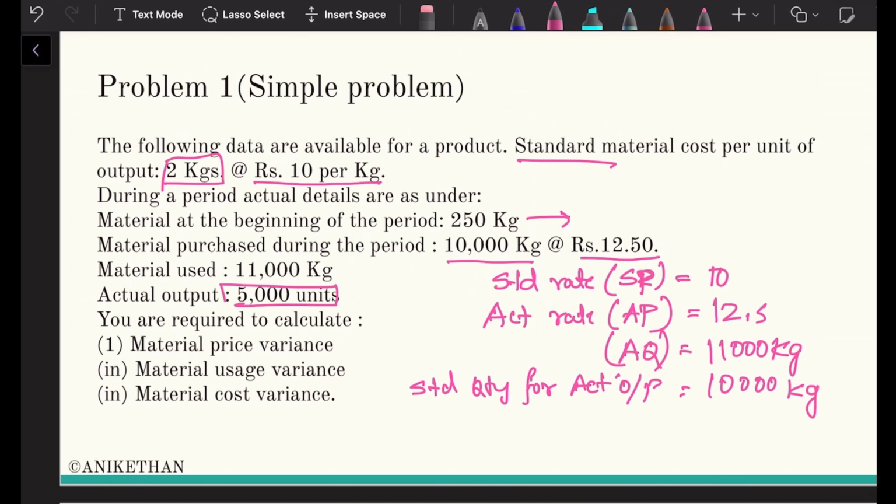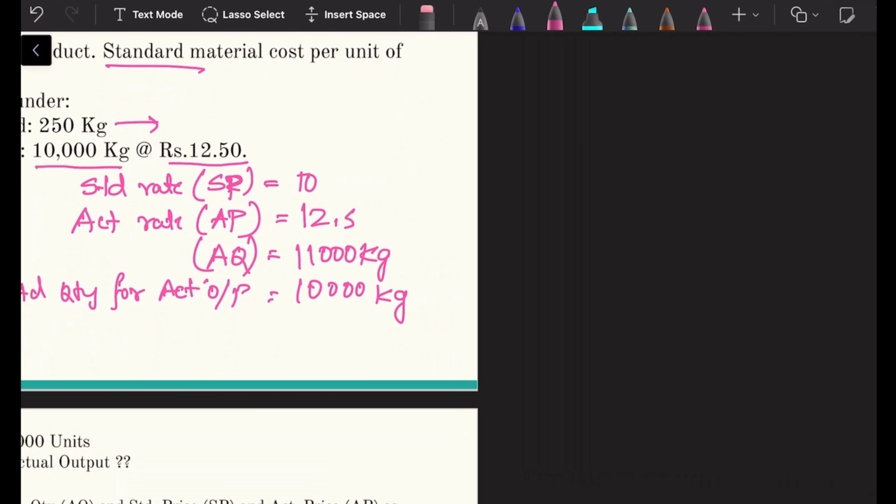Standard price, standard quantity, actual quantity. With this, I have to calculate material price variance, material usage variance and material cost variance. What is material price variance? The variance is because of price. MPV, here they are asking price, so I have to compare the difference: SP minus AP. This gives me variance because of price, multiplied by actual quantity.